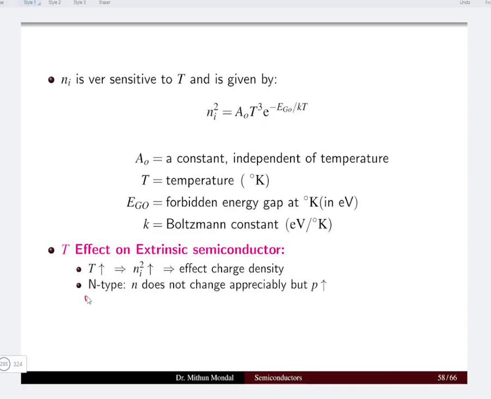We know that in an n-type semiconductor the majority carriers are electrons, and in a p-type semiconductor the majority are holes, and the minority carrier concentration will increase when the temperature increases. So in n-type and p-type semiconductors, we can say that with the increase in temperature, the holes and the electrons are going to change.